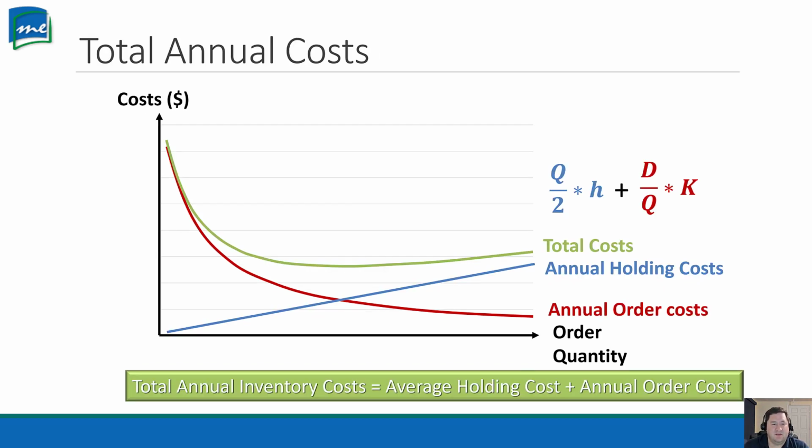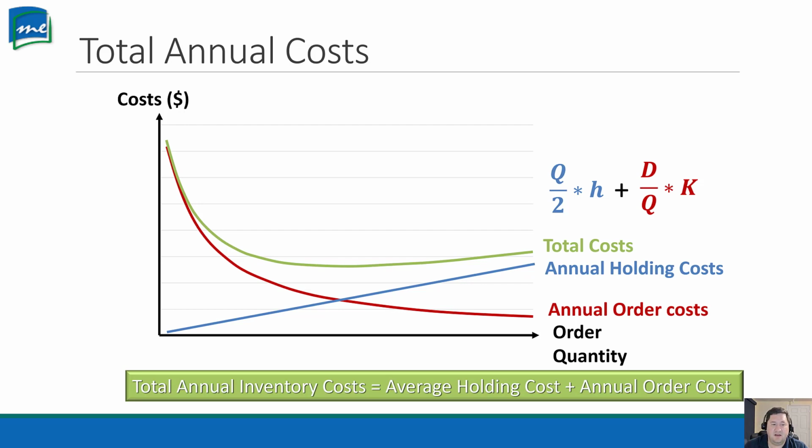So now we put all these onto one chart here, and we also add a total cost, which is essentially adding the holding cost and the order costs. Then we have the formula here. We're putting them both together. So we have our quantity divided by 2 multiplied by H for our annual holding costs, and then our demand over quantity multiplied by order cost for our annual order costs.